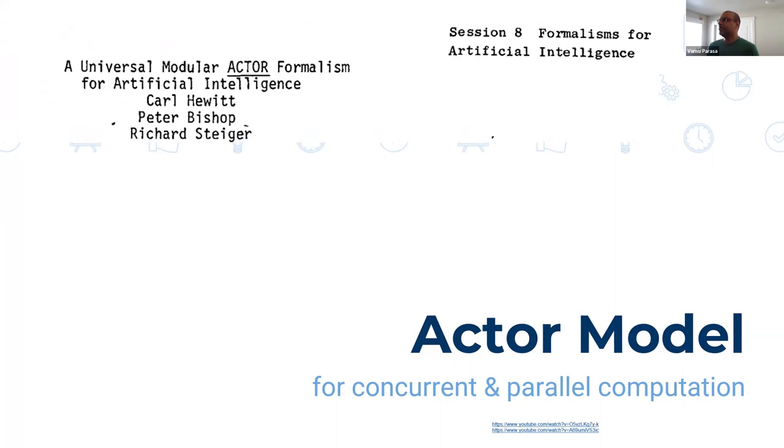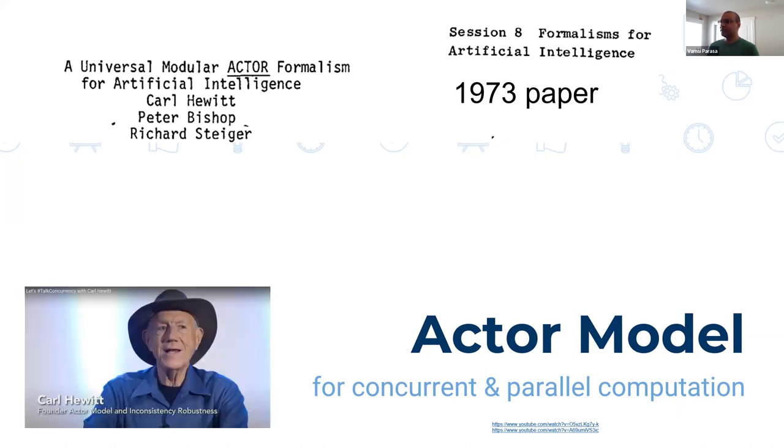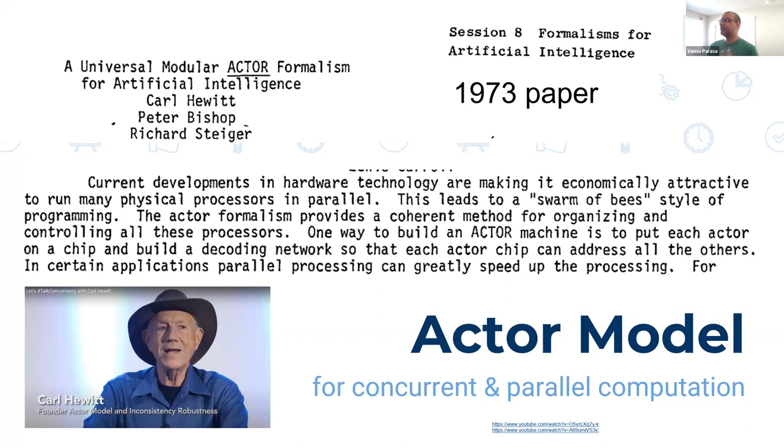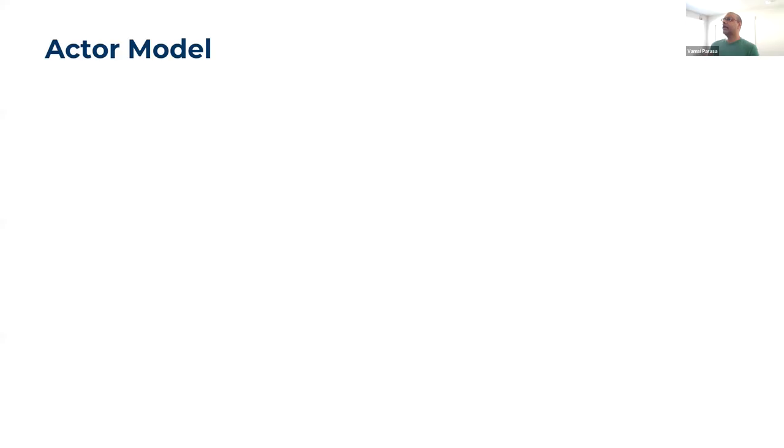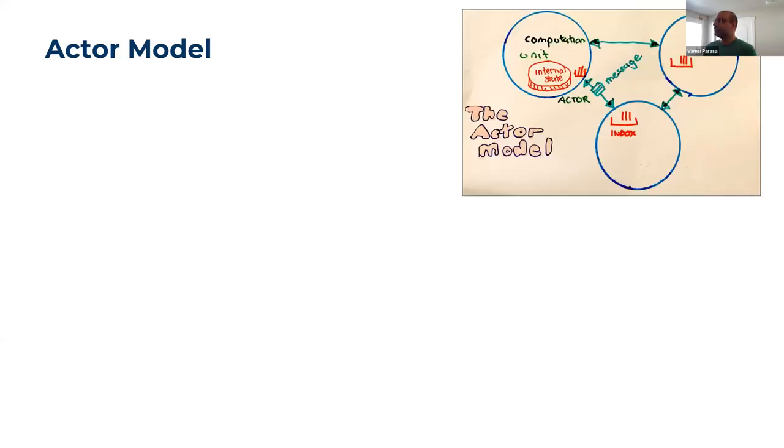So the actor model was invented 50 years ago, in 1973. It was inspired by both computer science and symbolic artificial intelligence, by Carl Hewitt of MIT. But it became very popular in software instead of artificial intelligence. He was really excited about how we can connect a lot of processors and how we can use a swarm of these in this style of programming. The actor model is basically a computation unit, like a bunch of little computers talking to each other.